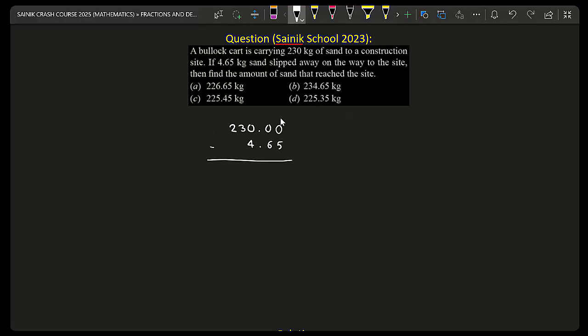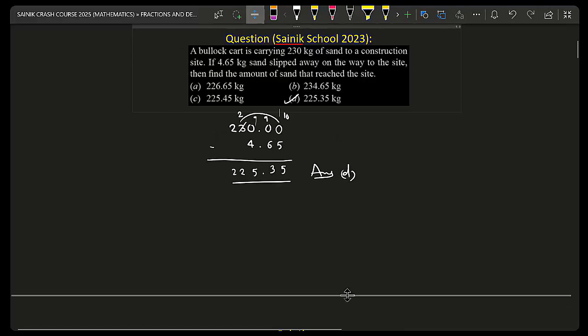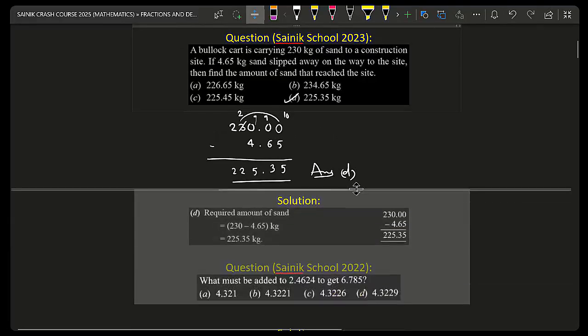Borrow 10, that is 5. 9 minus 6 is 3. 9 minus 4 is 5. And this became 2. You got the same answer? Yes, sir. Which option is correct? Sir, option D. Okay, all of you can copy this very simple question. Vamshika, you can mute yourself. And those who have copied this and already got the same answer can try the next question now.